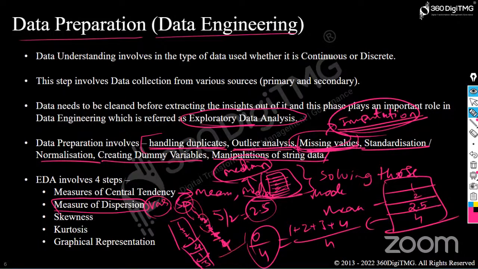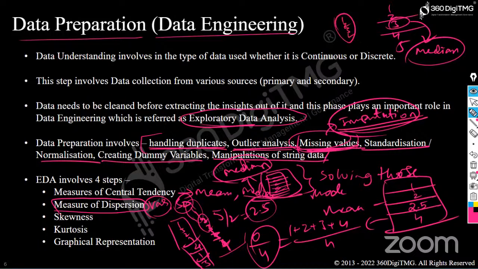So which one is the center one? When you have values like 1, 2, 3, 4, 5, which is the center value? 3 is the center value. So this value will become the median. Now when I consider 1, 2, 3, 4, I have taken the mean value as 2.5. So here also the median for 1, 2, 3, 4 will be 2.5.